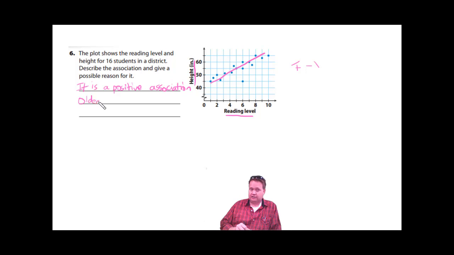And I think taller kids that are older are also going to read at a higher level just because of their age. So older students are in higher grades, and therefore they read better. And I think that that's a logical explanation for this scatter plot. But I'm sure if you got creative with your thinking, you could probably come up with a different explanation that would also explain this kind of a positive trend.